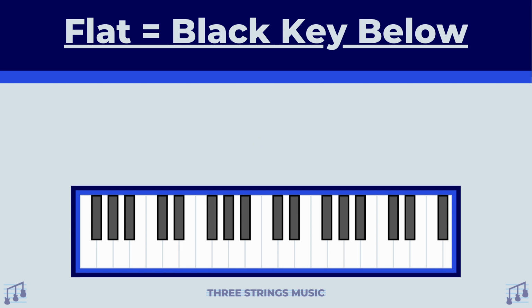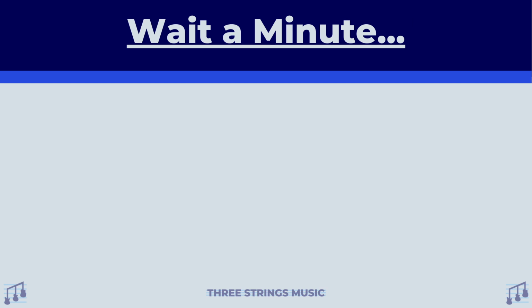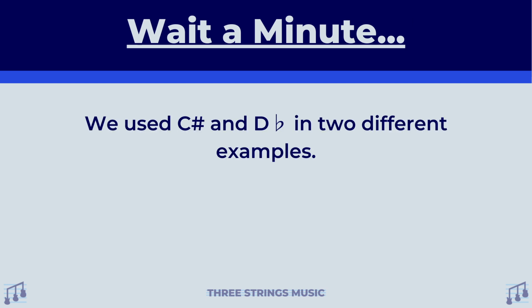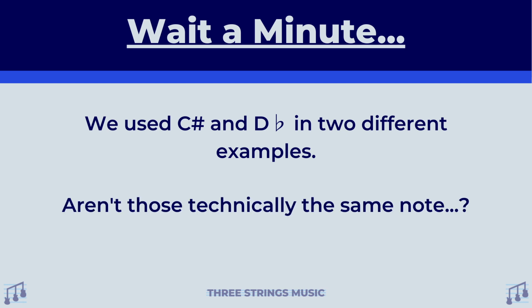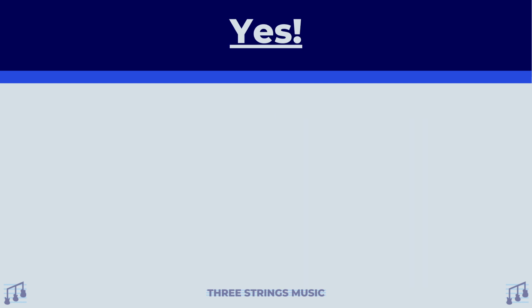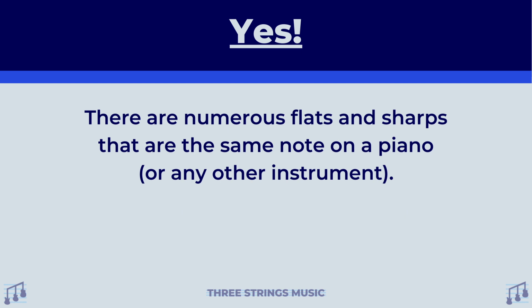So I hope this is all making sense to you, but you may have noticed something that could potentially trip you up a little bit. We used C sharp and D flat in 2 different examples. They use the same black key, so wouldn't they technically be the same note? Well, the short answer to that is yes. There are numerous flats and sharps that are the same note on a piano, or any other instrument for that matter.